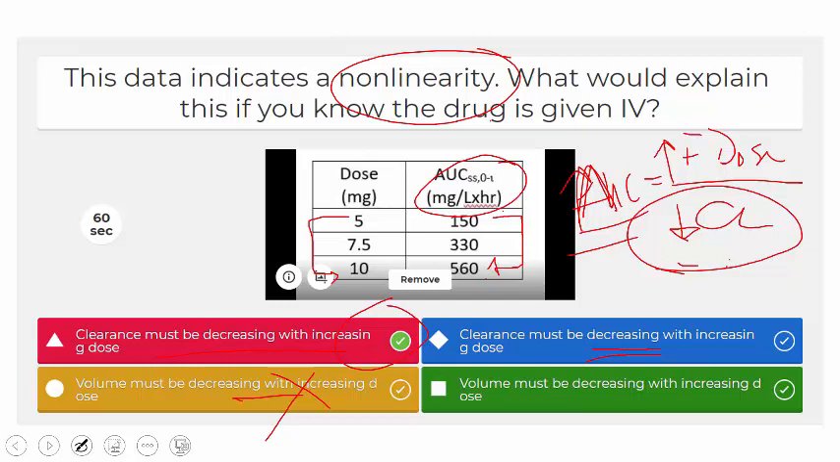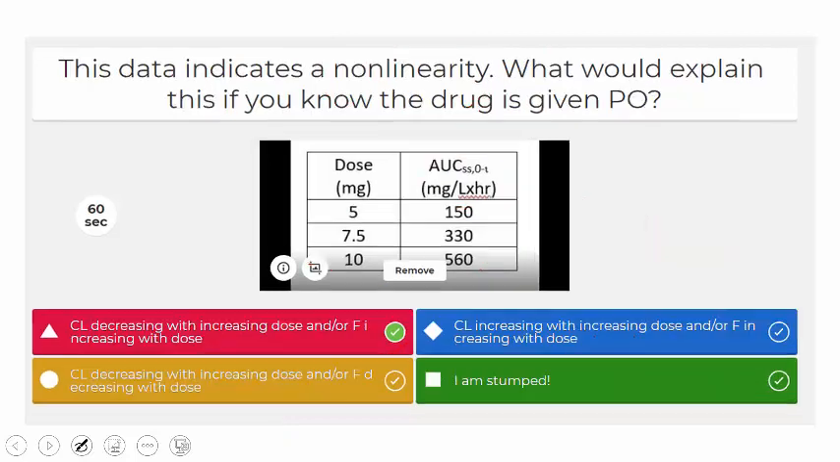This also is true. Sorry, I have the same answer twice, which is goofy. Clearance must be decreasing with increasing dose. I probably meant to say increasing, but I didn't. So this is also true if you put this one. Volume must be decreasing, and volume isn't even a factor, so we don't even have to consider the direction. All right, so next slide.